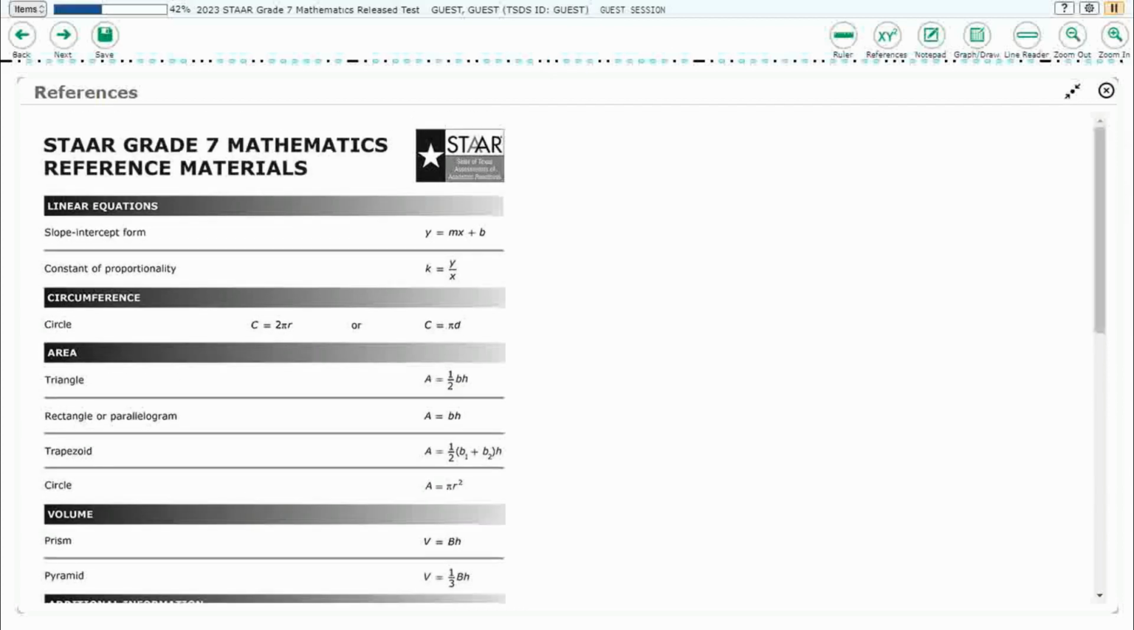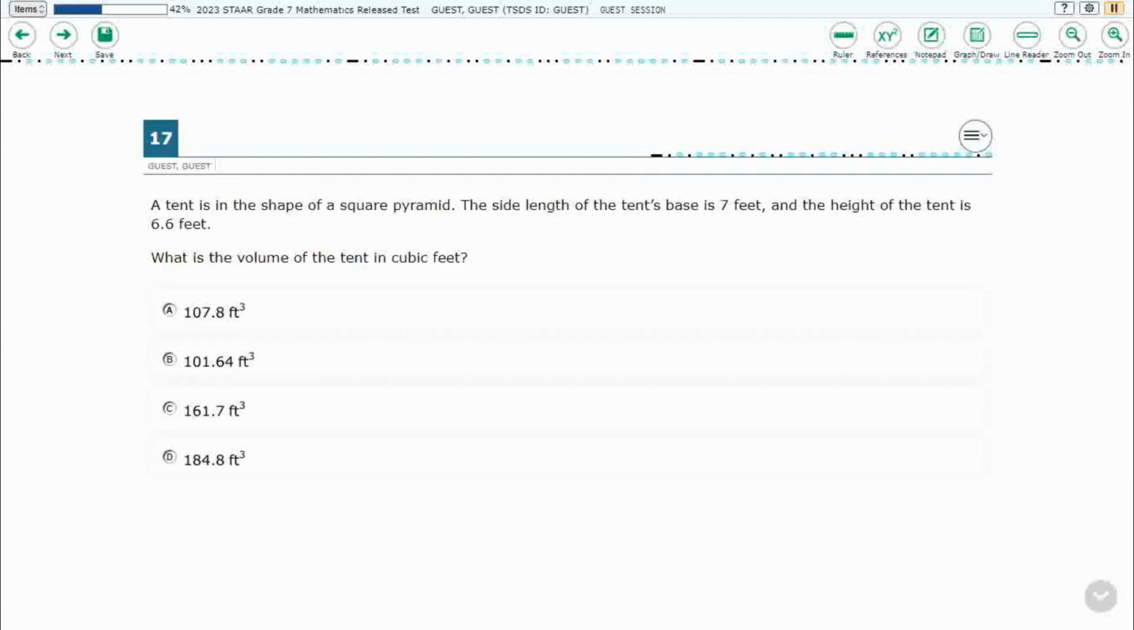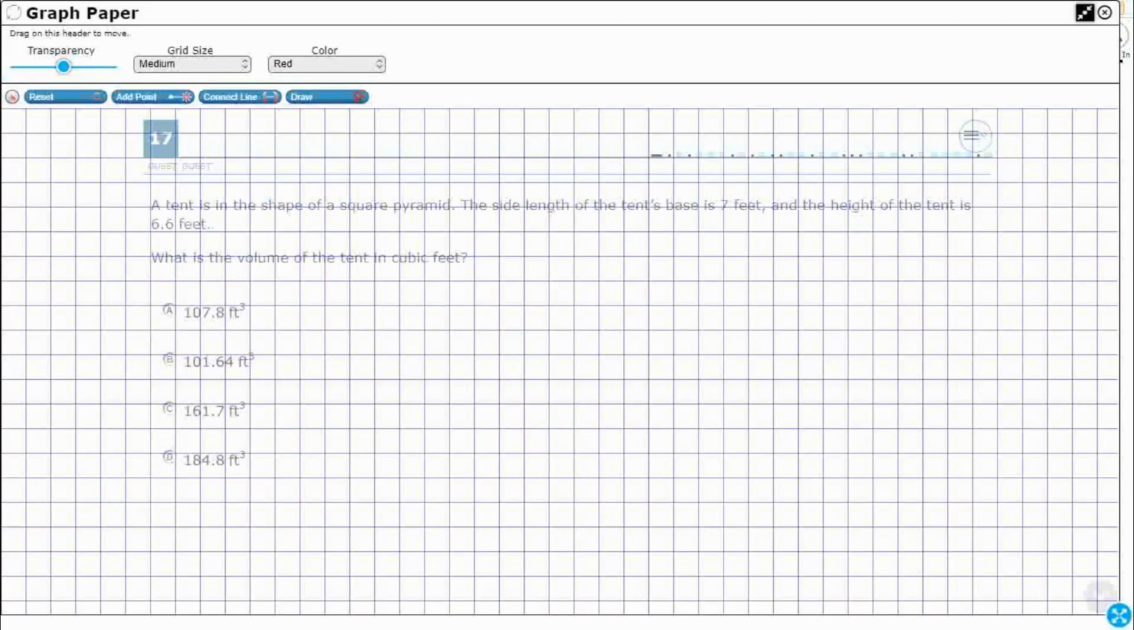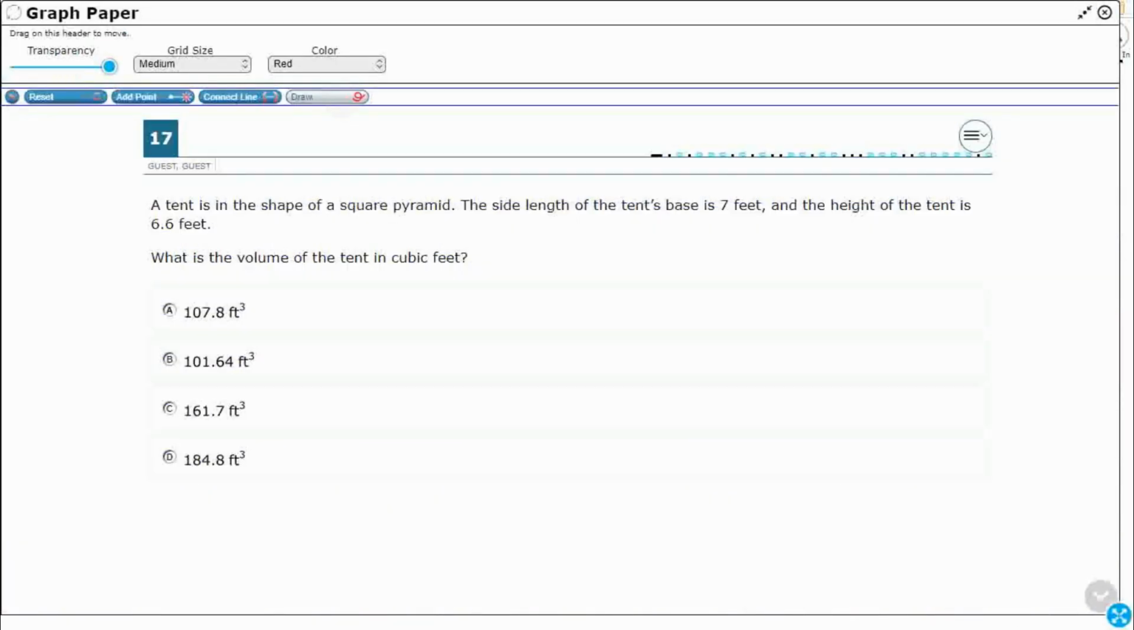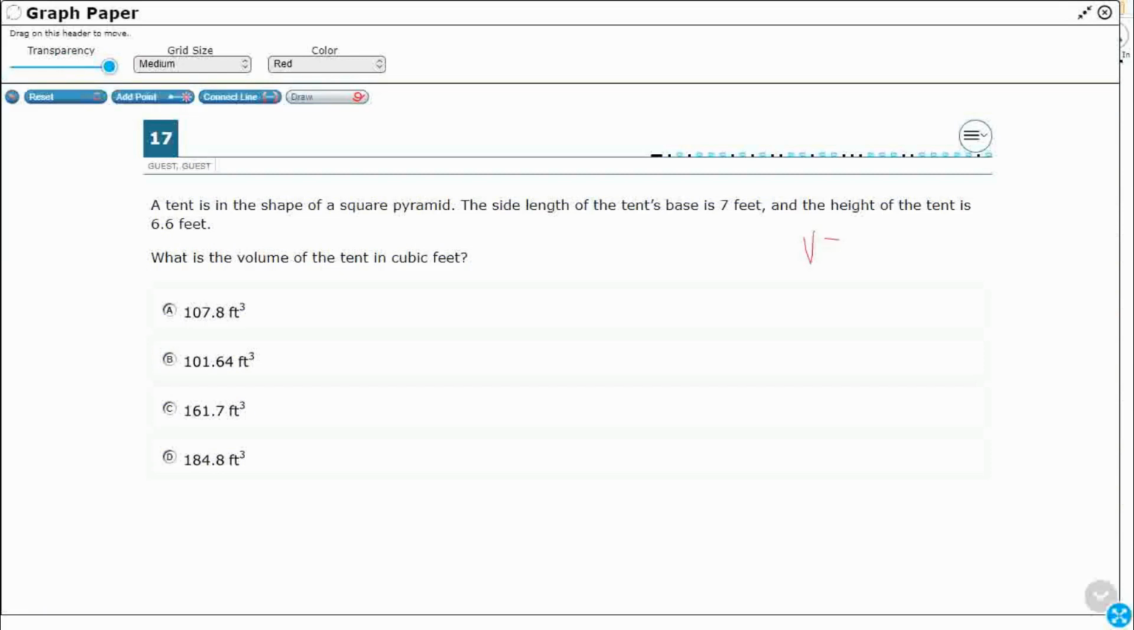We've got volume of a prism, and we've got volume of a pyramid. So the pyramid is 1/3 base times height. It's going to be the same for a cone as well when we start working on that next year in 8th grade. So 1/3 base times height. Let's write that down. Volume equals 1/3 base times height.